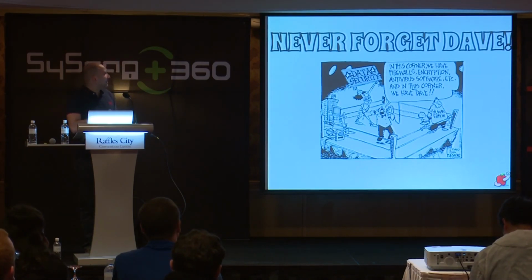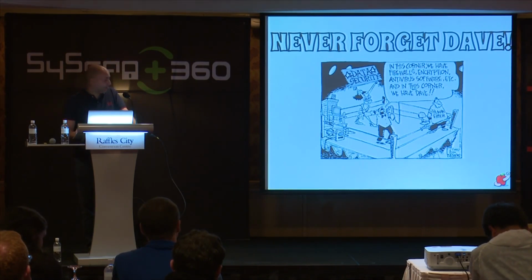So, last conclusion, never forget Dave. There's always the human element. You can have everything, all the firewalls, all the encryptions and so on, but a human error will always give you problems. Some failure is where the weakness is.